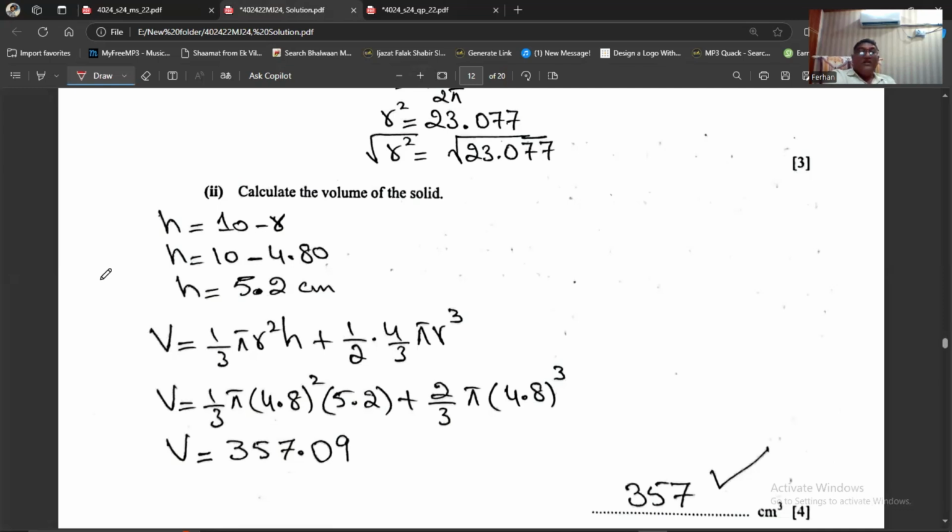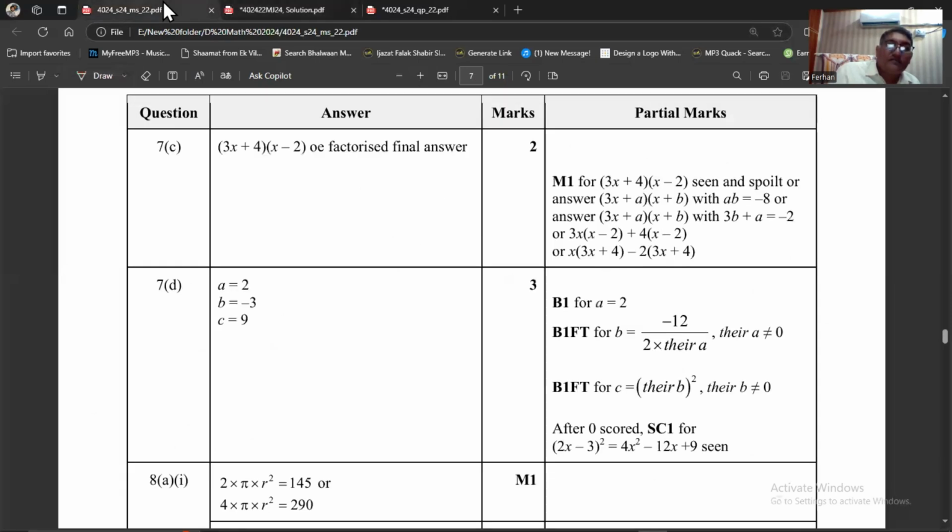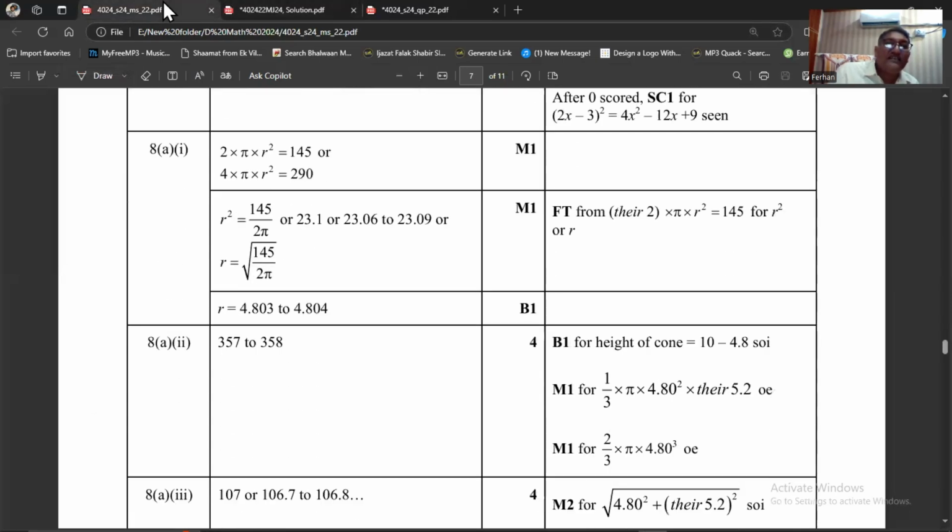We will add them. So volume of the solid is 1 by 3 pi r square h plus 1 by 2 into 4 by 3 into pi r cube. The radius is 4.8, and the vertical height of the cone is 5.2 centimeter. Just put those values there: 1 by 3 pi into 4.8 square into 5.2, and then plus 2 pi divided by 3 multiply 4.8 cube equals to, you get 357.09. So approximately 357.